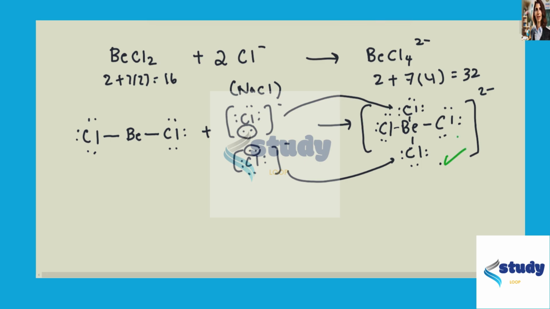So yeah, you just want to make sure that you count everything, both the lone pair electrons and the bonds, and make sure it matches what you should have. All right, I hope this made sense.